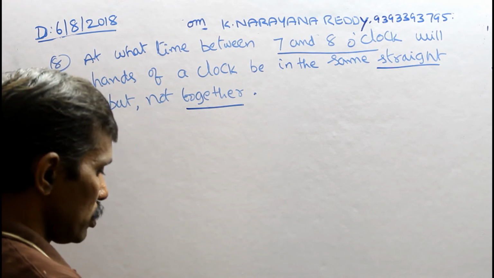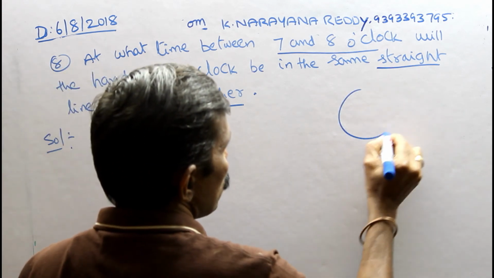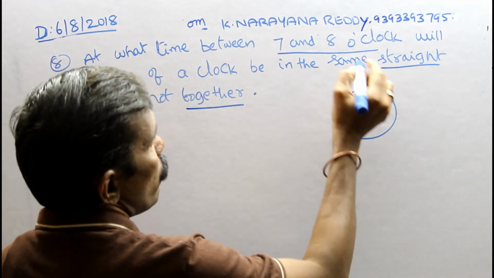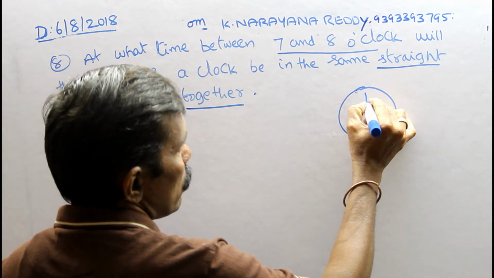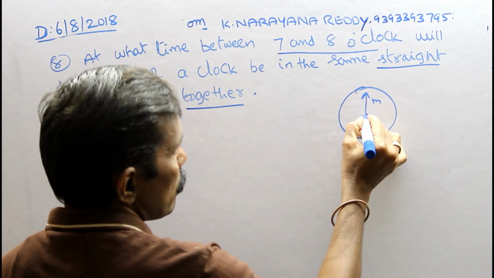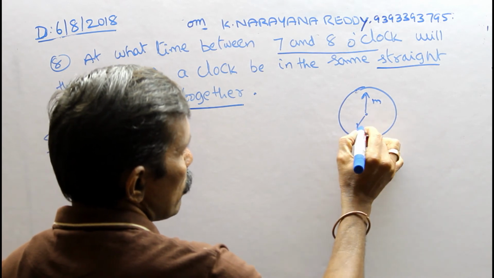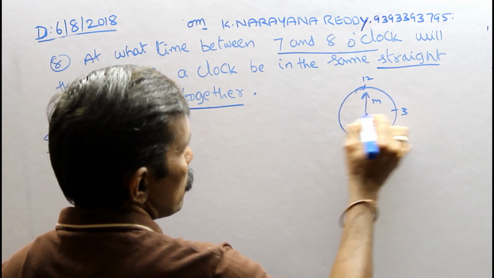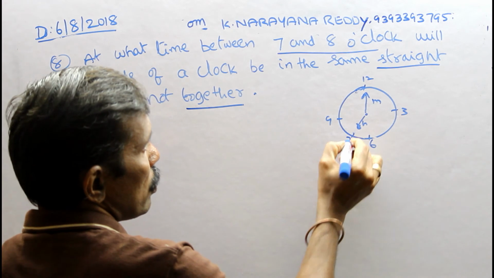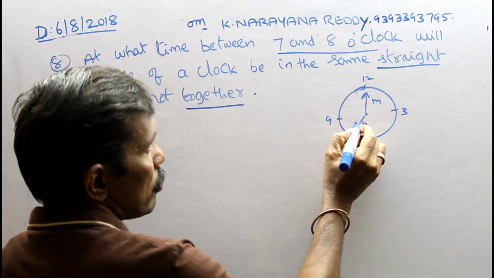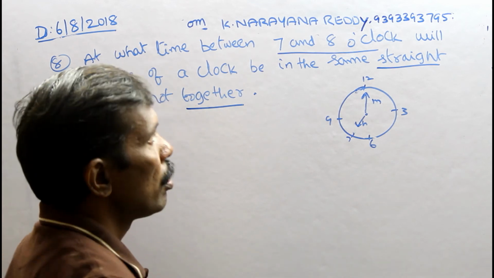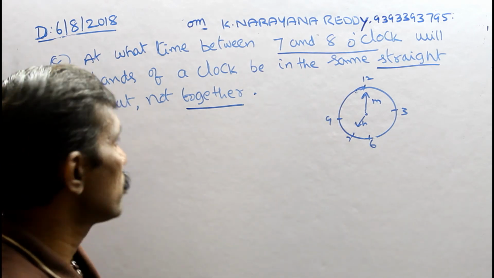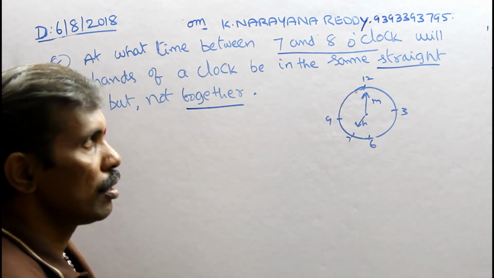So, see the diagram here. At 7 o'clock, this is our hour hand. This is the minute hand. So, they are in a straight line, not coinciding, but not together. That means not coincidence. Okay.